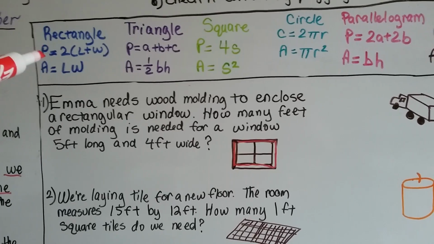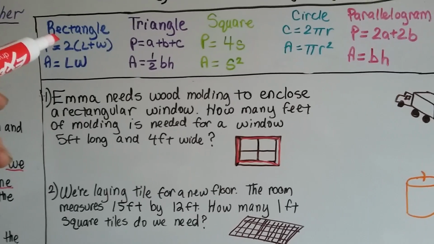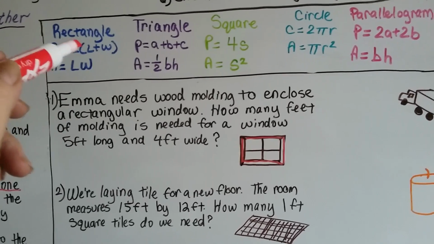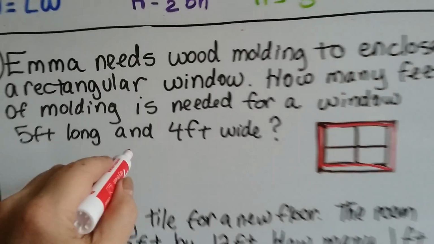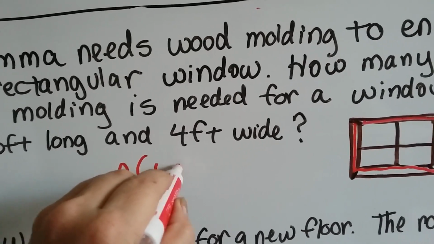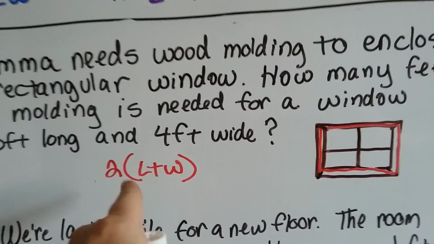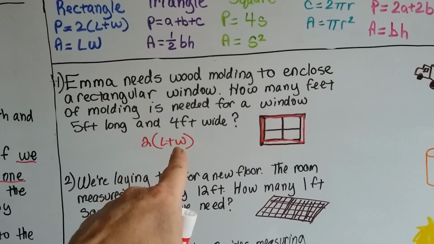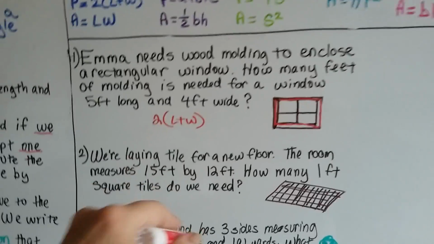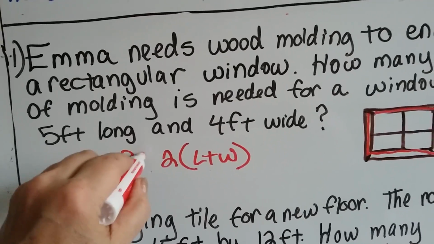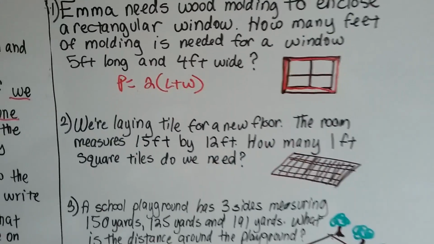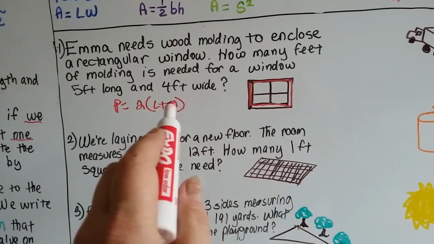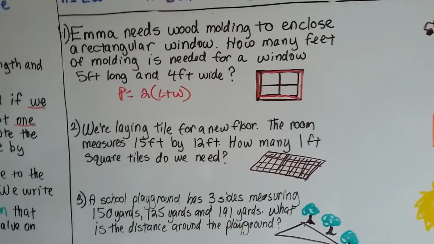If you said the perimeter of a rectangle, you'd be right. It's 2 times the length plus the width. If we plug the information of the 5 feet and the 4 feet into here, and we multiply it by 2, we're going to know what the perimeter is. See? As we use bigger or smaller windows, we can still use the same formula.